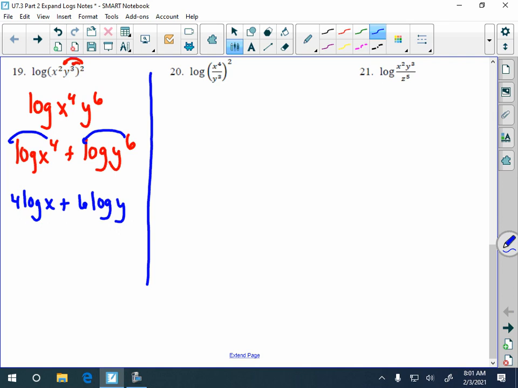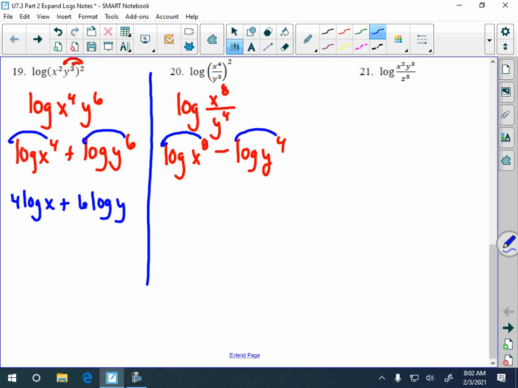All right, 20, same thing. We're going to bring the exponent inside. That'll get rid of the parentheses. So here we have x to the 8th over y to the 4th. Now we'll expand this out, fraction to subtraction. Then we'll bring our exponents down in front.